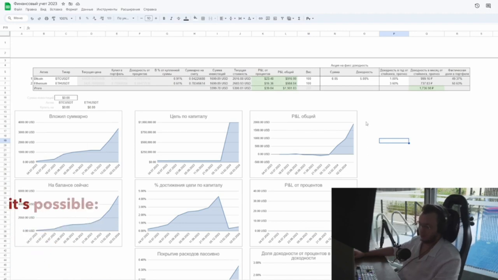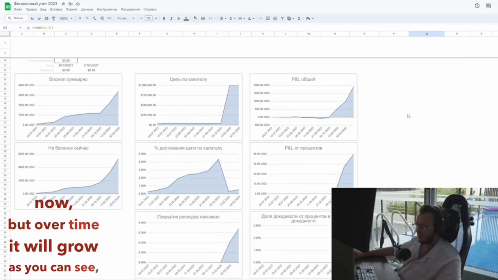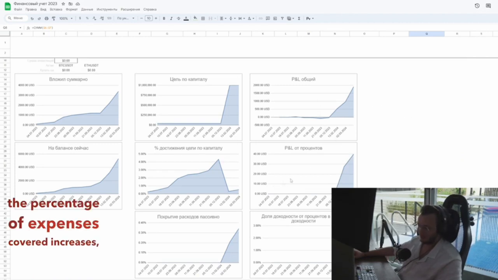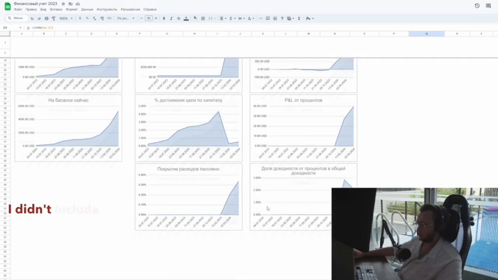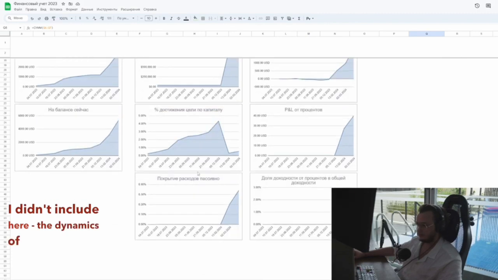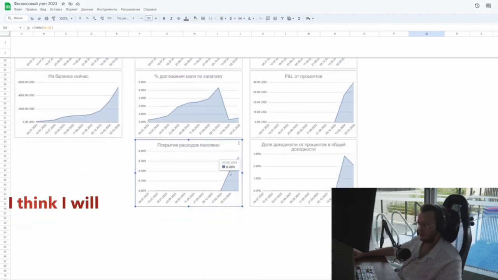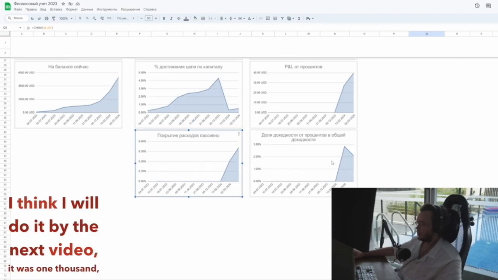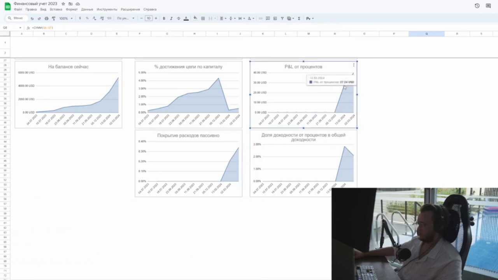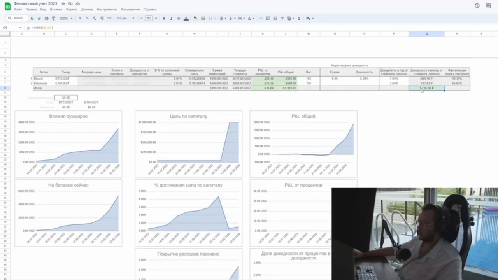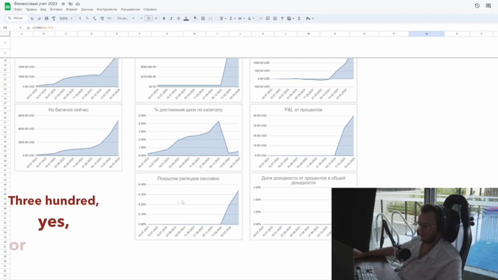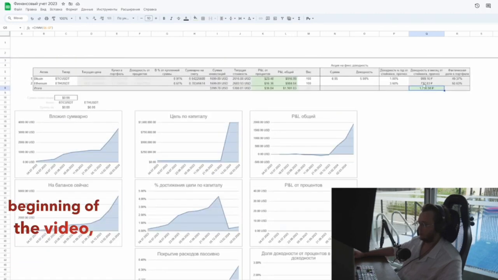Now on crypto, it's possible. Here is 1,700 rubles per month. The expected passive income is just pennies for now, but over time it will grow, as you can see. The percentage of expenses covered increases. By the way, I didn't include here the dynamics of the expected monthly income. I think I will do it by the next video. It was 1,300, yes, or 1,400 at the beginning of the video. Now it's already 1,700 in general.